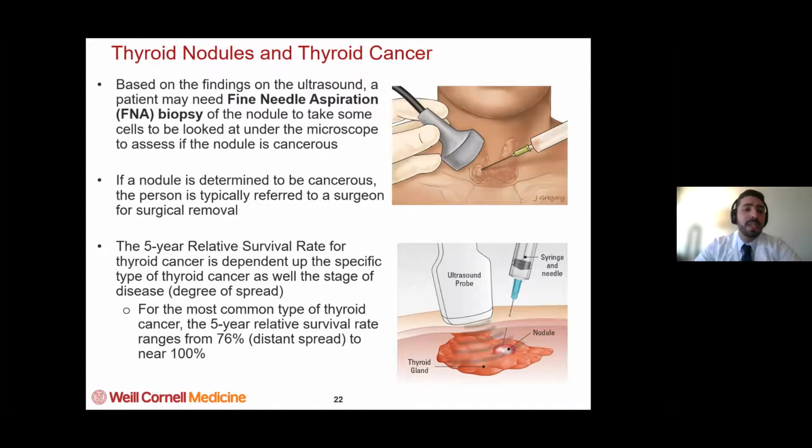Now, if a nodule is determined to be cancerous, the person is typically referred to a surgeon for surgical removal. And further management of the thyroid cancer really depends on the type of the thyroid cancer. There's several different types of thyroid cancer, and the extent of spread. The 5-year relative survival rate, again, really depends on the type of thyroid cancer and the degree of spread. But for the most common type of thyroid cancer, the 5-year relative survival rate is very good, at 76% if there's distant spread present, to near 100% if it's diagnosed at a local or a low stage.